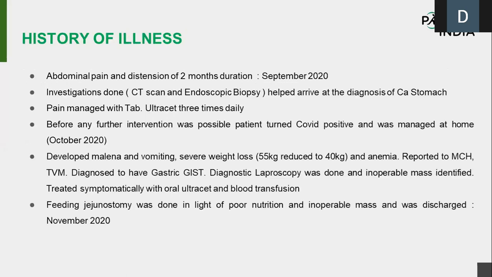Next slide, please. So his history goes back to last year. It was in September 2020 when he came to our gastromedicine unit with complaints of abdominal pain and distension. All complaints were quite vague, and even on palpation, there was no mass palpable. So investigations were done. A CT scan and an endoscopic biopsy helped arrive at the diagnosis of carcinoma stomach.